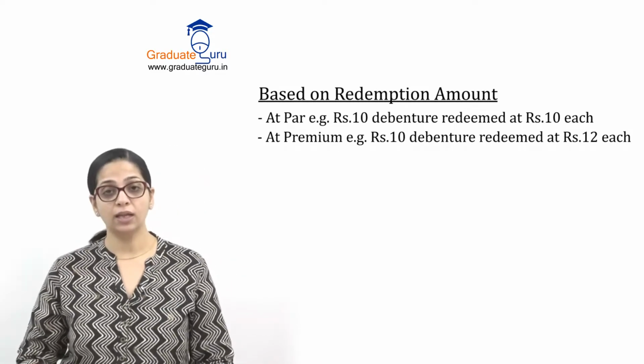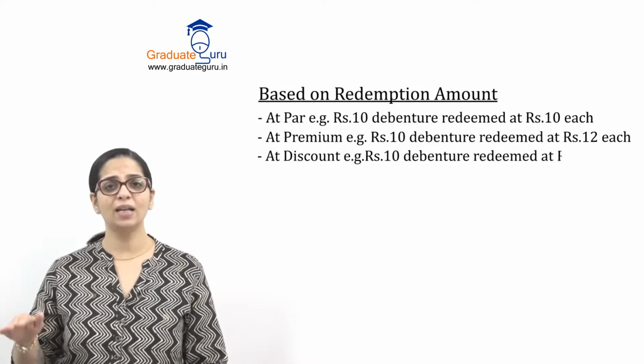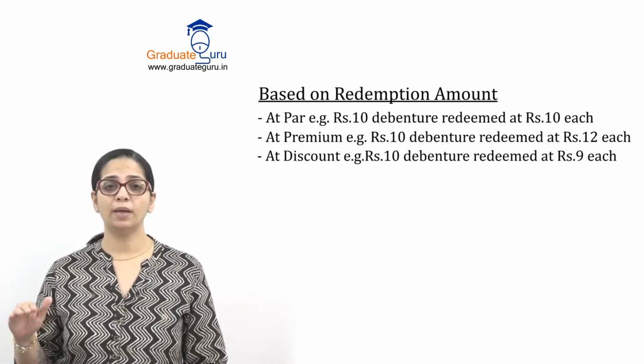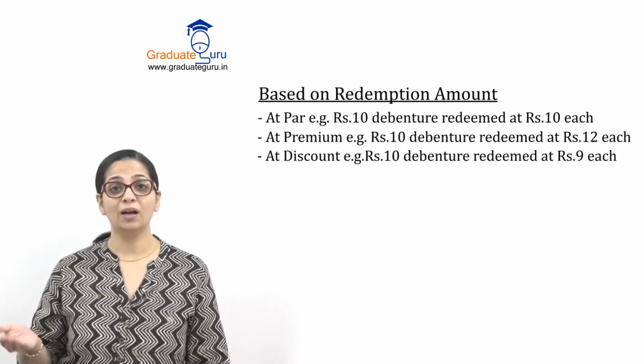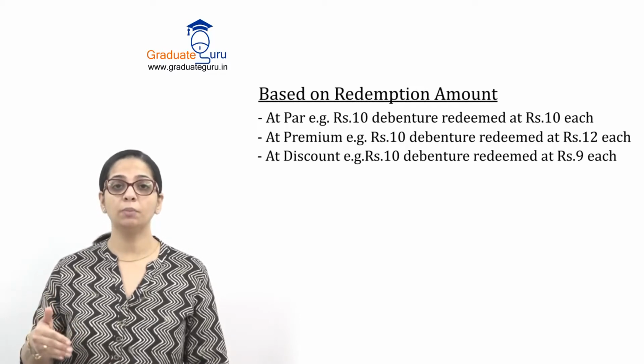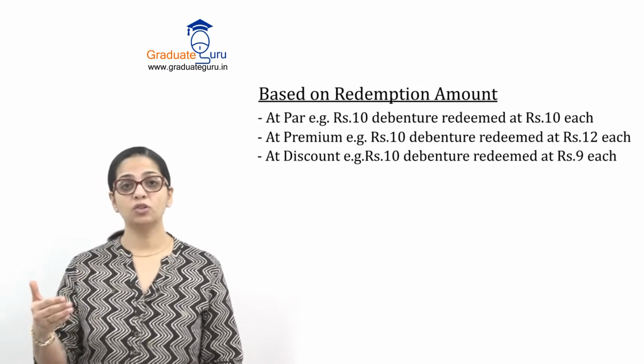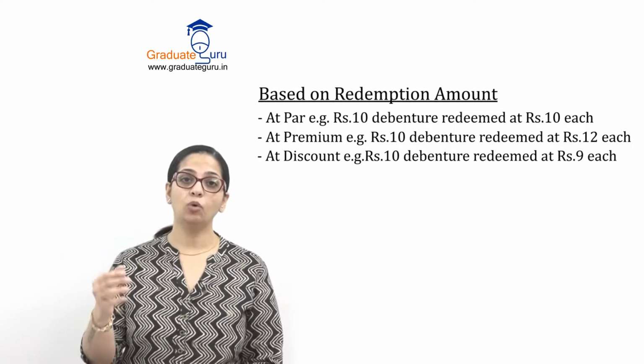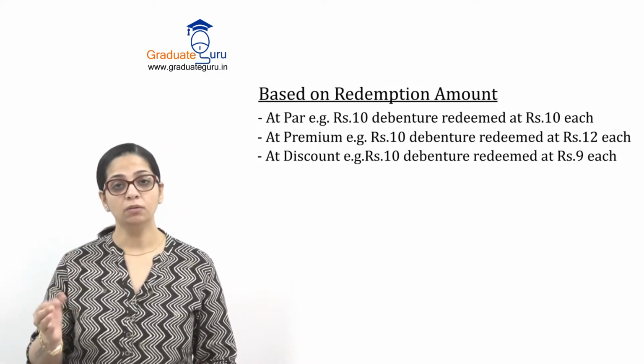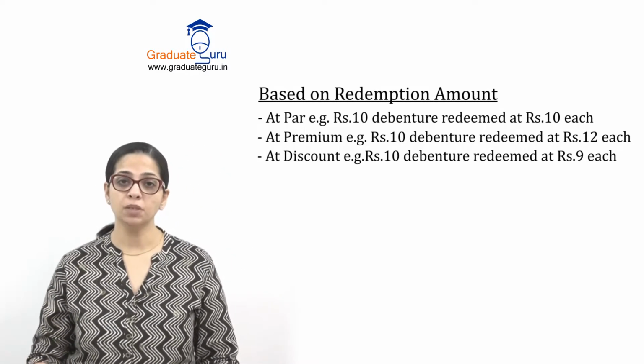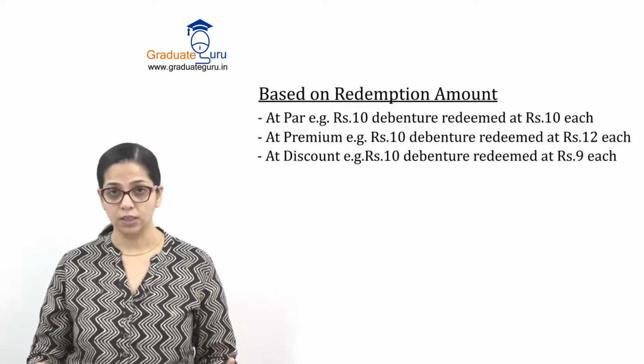And there is a third type which is at discount, which is rarely done because obviously no debenture holder will agree to take a lesser amount. So at discount means suppose 10 रुपए के debenture है and I am repaying them only 9 rupees per debenture. Then it becomes a redemption at discount.